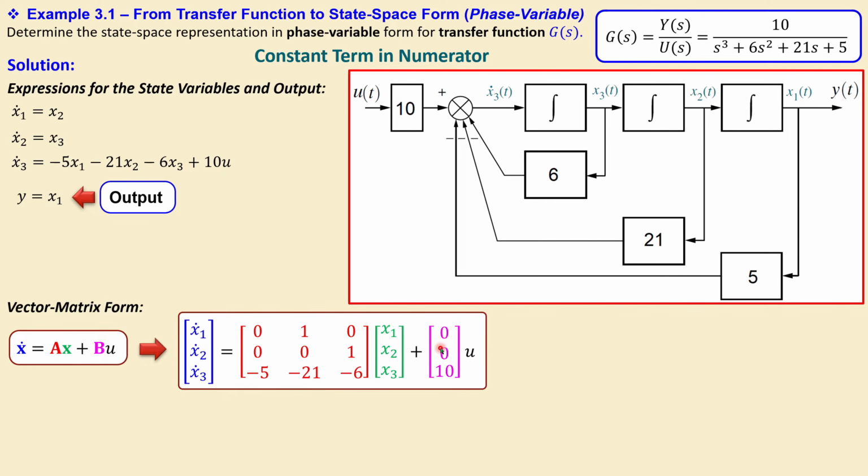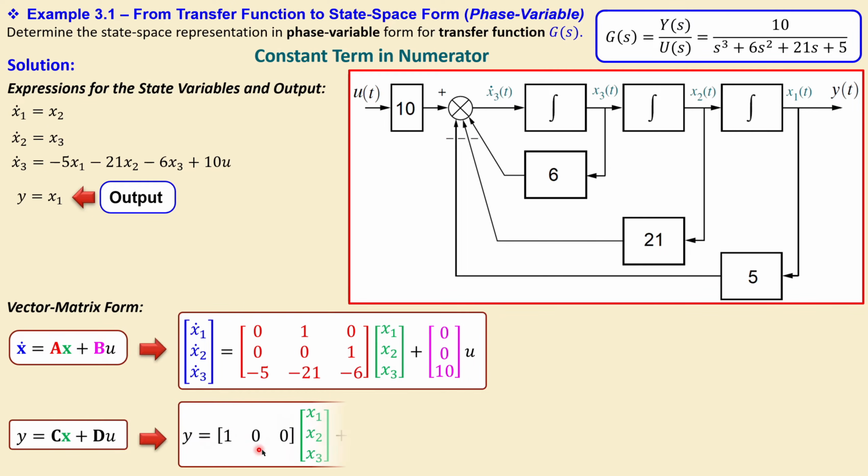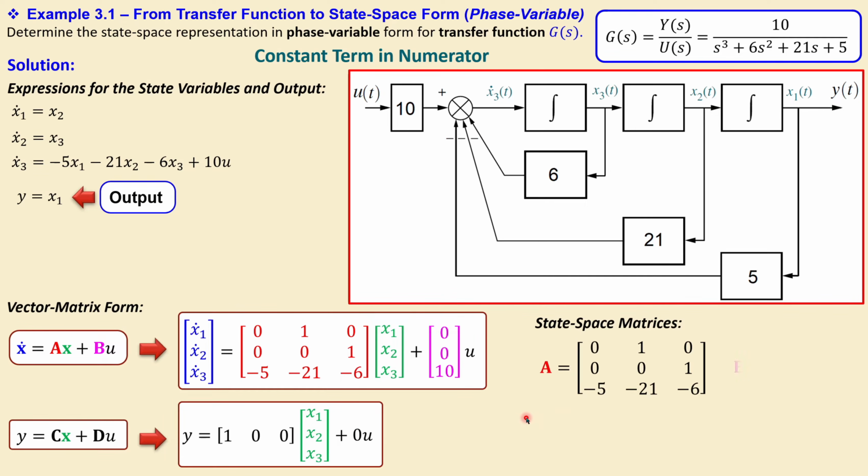You can also do 0, 0, 1, but then you need to change the output matrix, and that is shown here. The C is 1, 0, 0. You can also have 10, 0, 0, then you have 0, 0, 1 here. And we don't have direct transfer, that is D is 0. So the state space matrices are all given here.